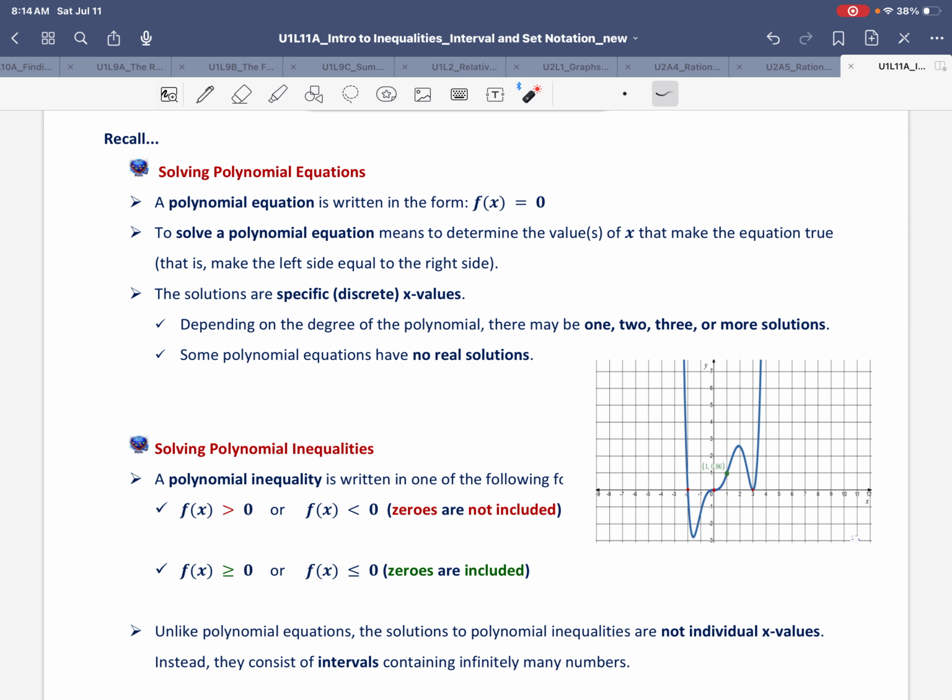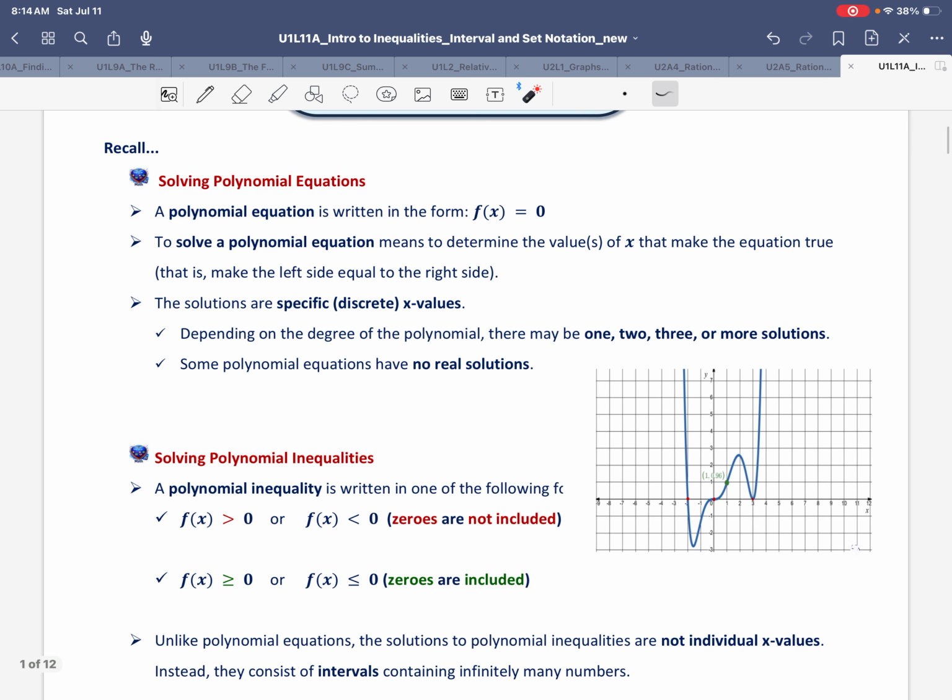So why are we reviewing polynomial equations? Well, the reason is that the process of solving polynomial inequalities is very similar. The major difference is that instead of finding the zeros of a polynomial equation, we are trying to find the values of x that make the function either positive or negative.